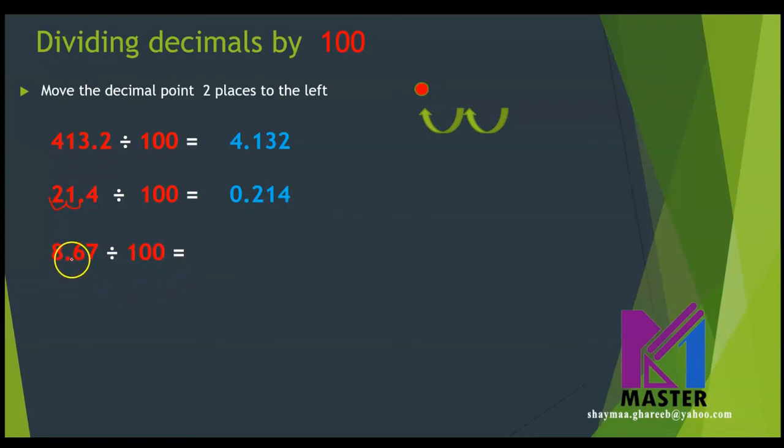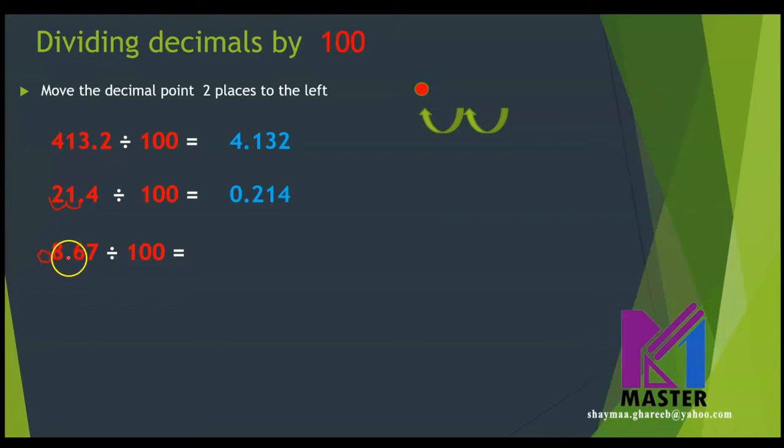8.67 divided by 100. I don't have 2 places to the left. I only have 8 in the ones place or in the units place. So I need to add one more place before the 8. So I will add 0 before the 8. When I put a 0 before any whole number, it doesn't affect its value. So it will stay as it is, nothing changes.